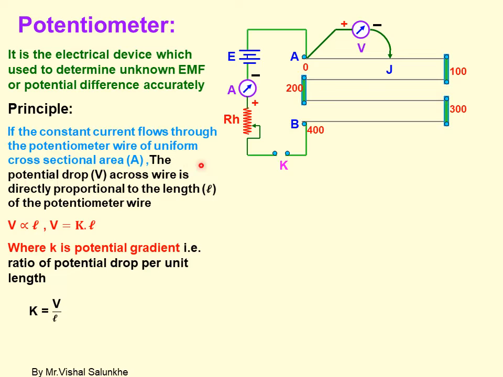Okay, now we'll see the principle. If the constant current flows through the potentiometer wire of cross sectional area A, the potential drop V across the wire is directly proportional to the length of the potentiometer wire. So here I would like to explain this principle in a simple way. Suppose you pass a small amount of current I through this 400 centimeter wire, then definitely there will be potential drop. So if you touch this jockey to point A, it will show zero potential drop, means voltmeter will show the full scale deflection.